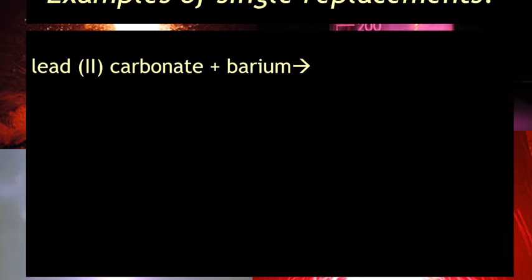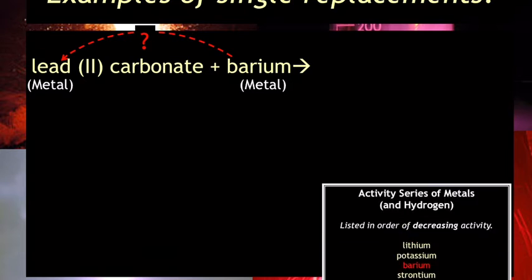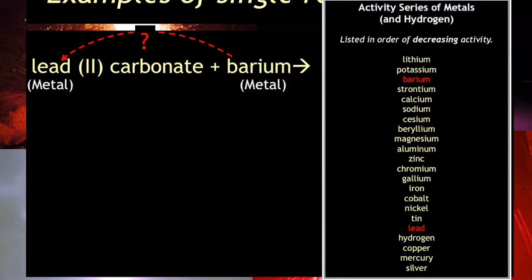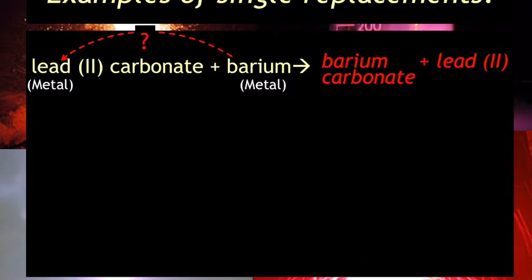Okay, let's try some more examples. Lead 2 carbonate plus barium. Check the activity series. Barium is higher than lead. We end up with barium carbonate plus lead.